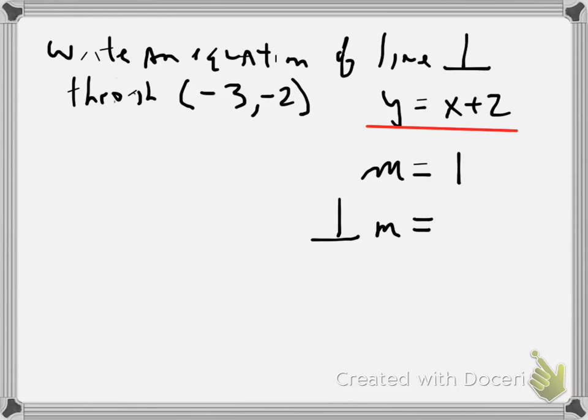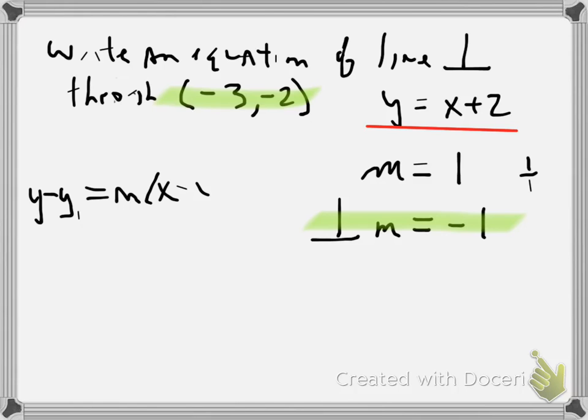Think about it. You have to flip the fraction. So 1 is really the fraction 1 over 1. So flip it. Yeah, it's still 1 over 1, and then you make it negative. It's negative 1. So the perpendicular slope is going to be negative 1. So now we need to write an equation with this point and this slope. So we're going to go to point slope form. It's y minus y1 equals m parentheses x minus x1.